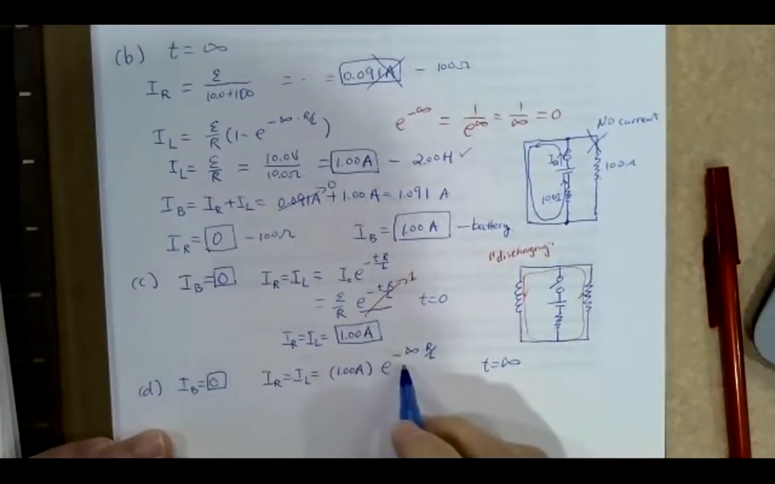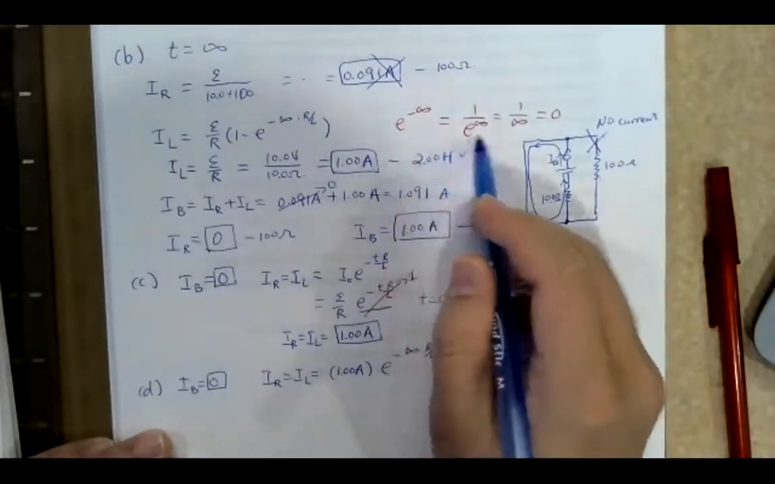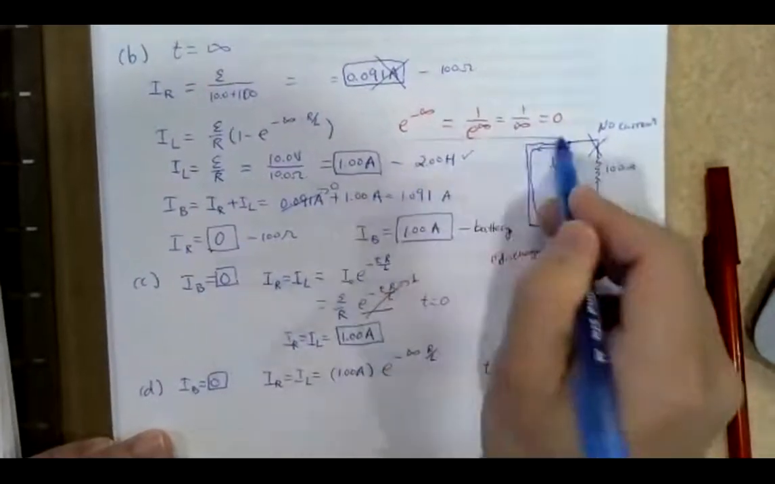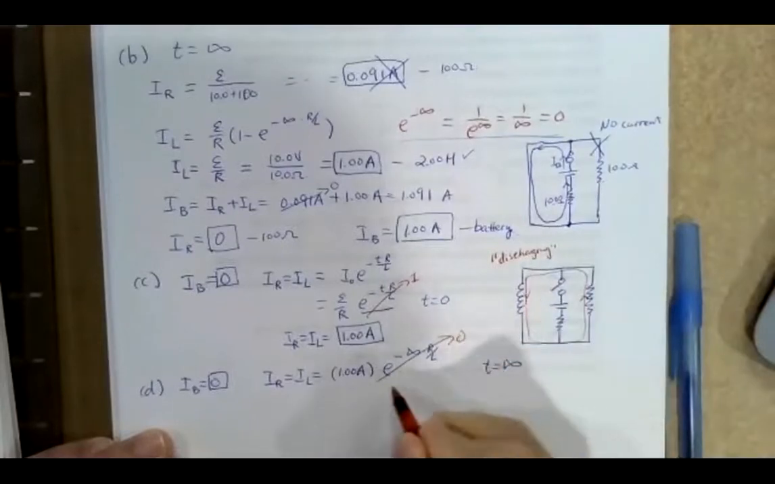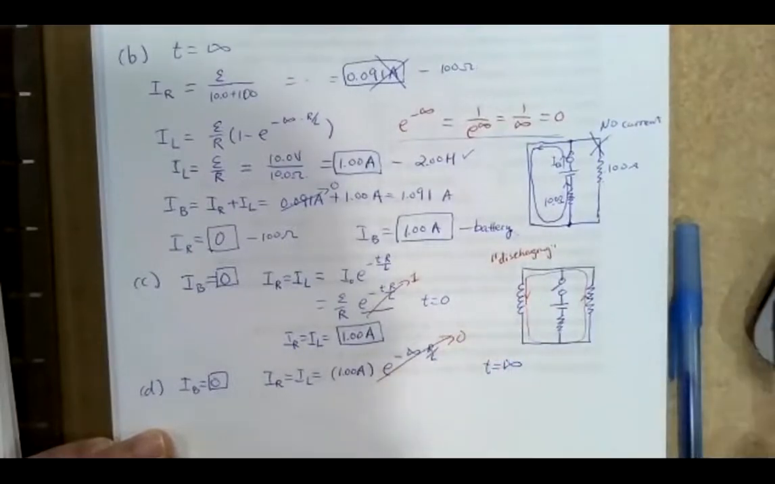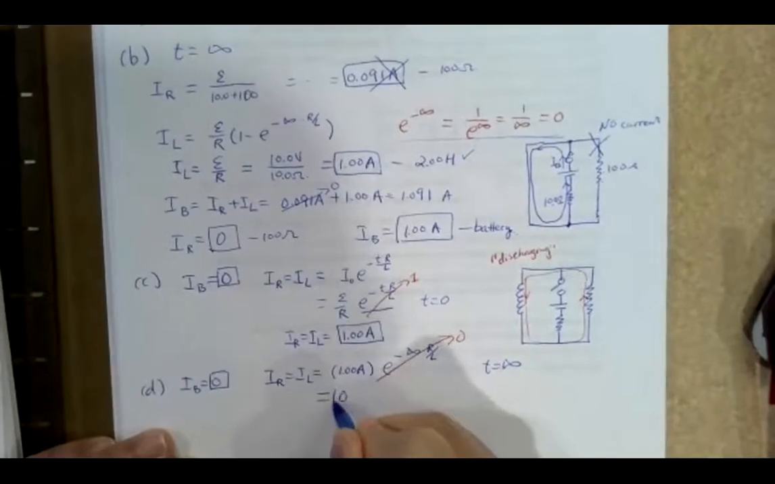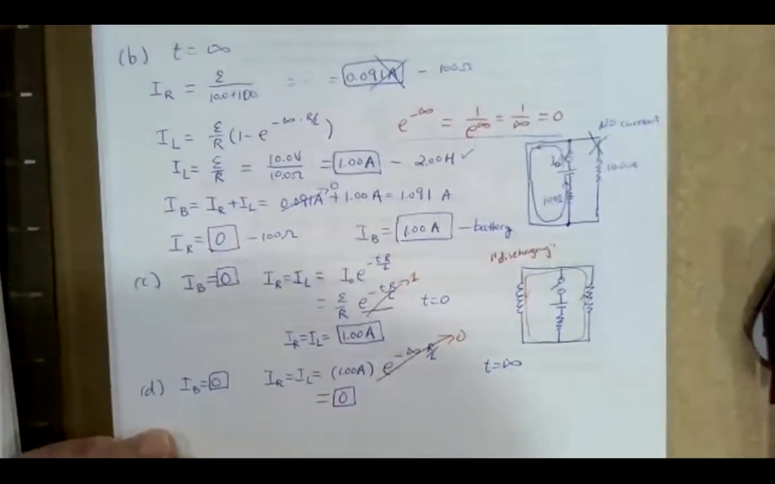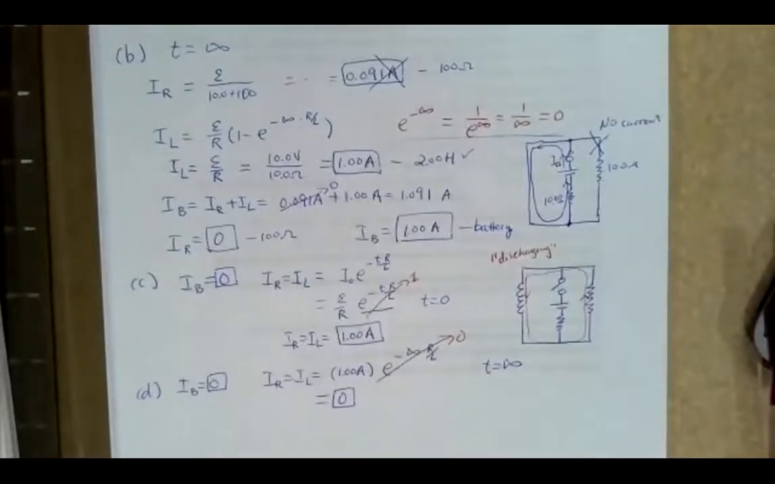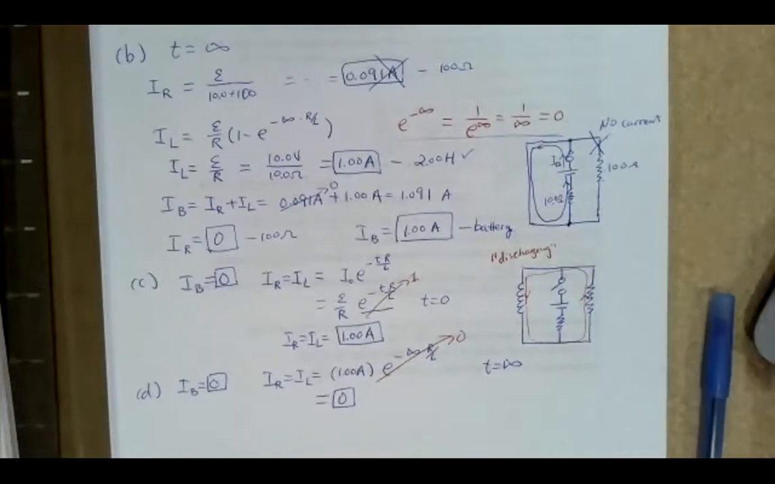Again, minus infinity times the number should be equal to minus infinity. So e to the minus infinity will be 0, and 0 times 1 will still be 0. So long after the switch is opened, you should have no current in the circuit because now all the energy is being consumed by the resistor.